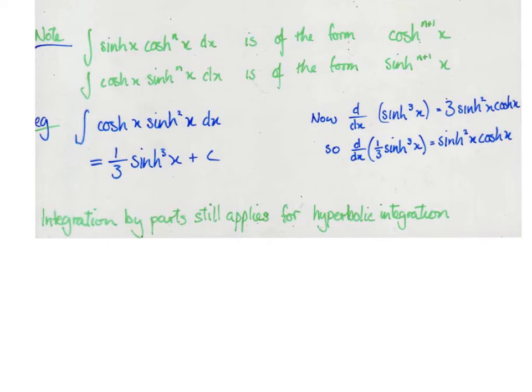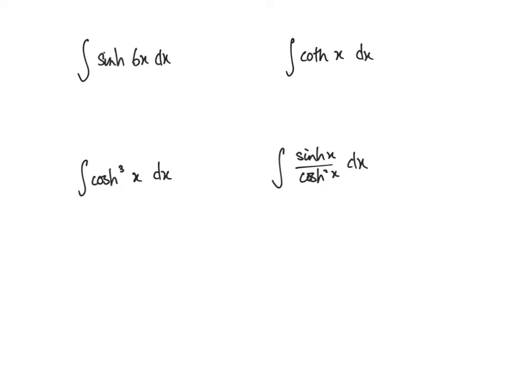So that's 3 times what I'm actually looking for. So I'm going to have to differentiate a third of that to get what I'm looking for. And so if I integrate this, I get a third sine cubed x plus c. And again, integration by parts is still applicable. So just a few quick examples here, see how we get on.